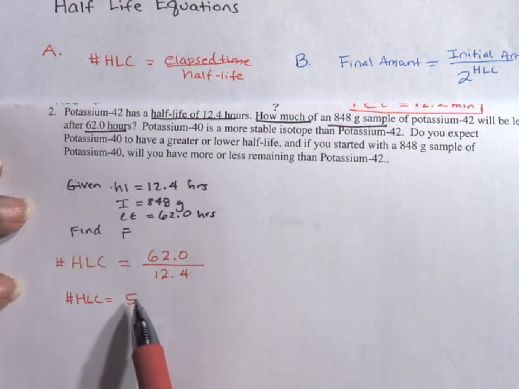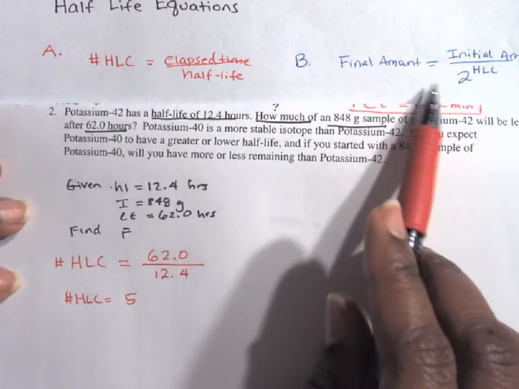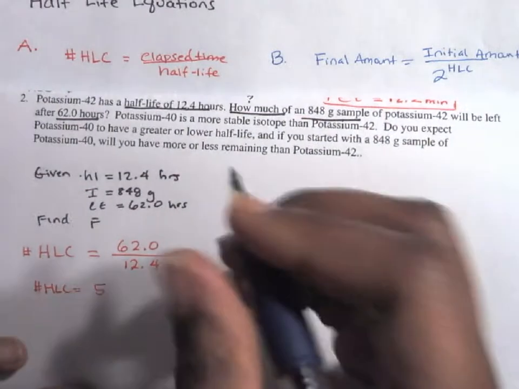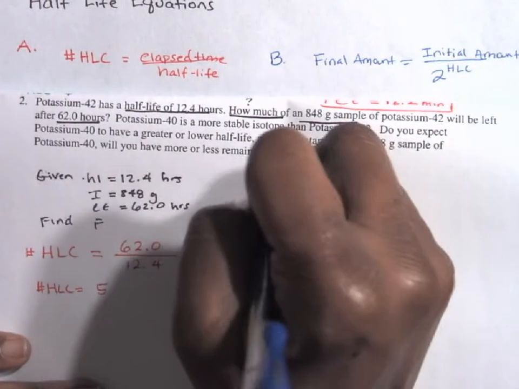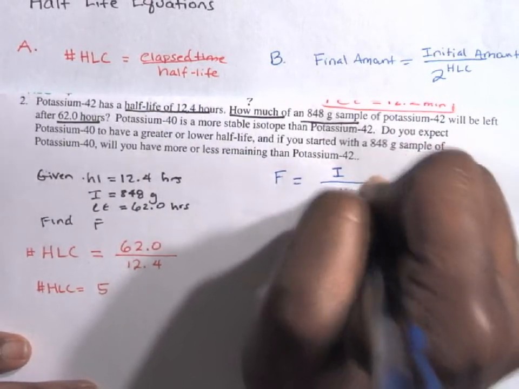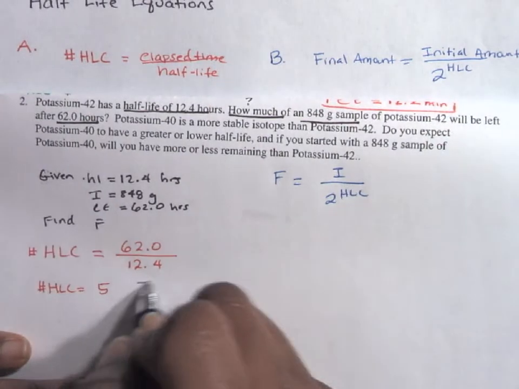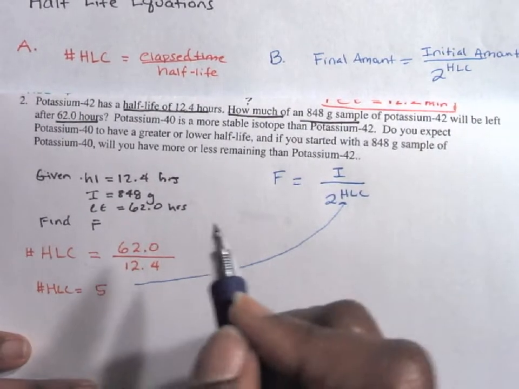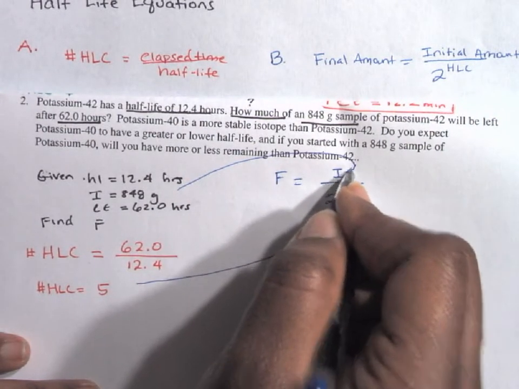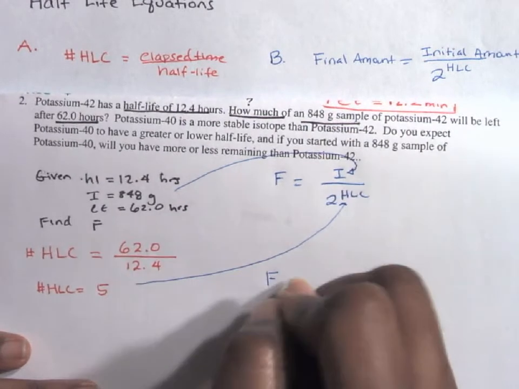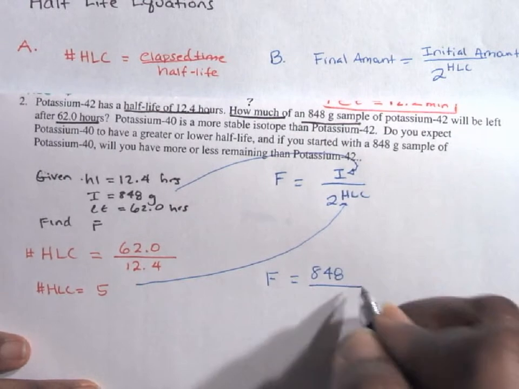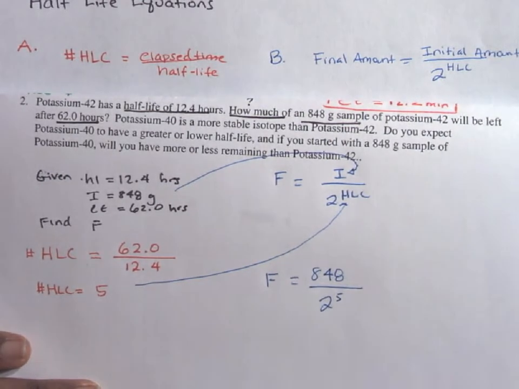Now we're going to take this information and plug it into our equation B, which is the final amount equals initial amount over 2 to the power of HLC. So let me go ahead and write that. F is for my final amount, equal to my initial amount over 2 to the power of HLC. I plug that 5 in, and my initial amount is the 848 grams. So I get final amount is equal to 848 grams divided by 2 raised to the 5th power.